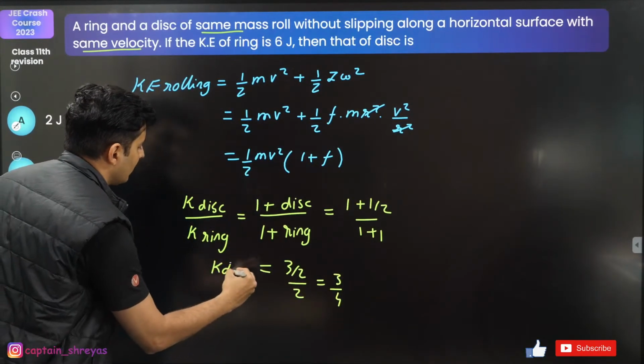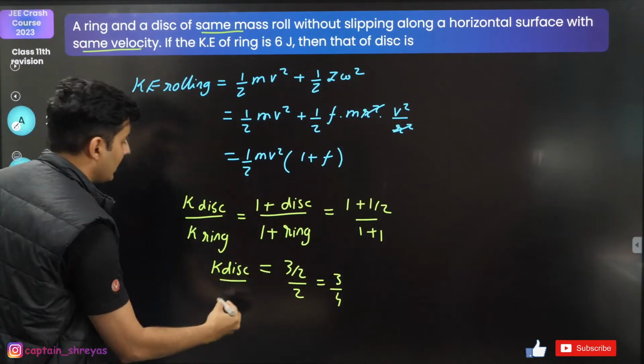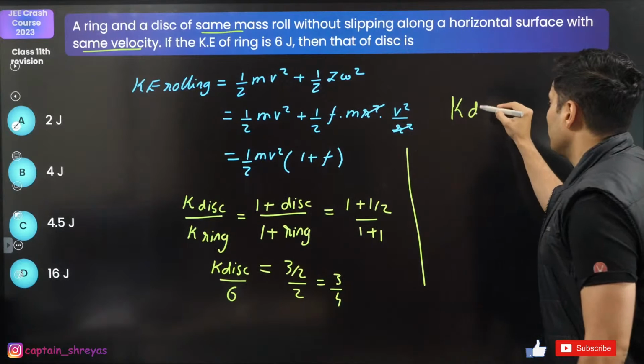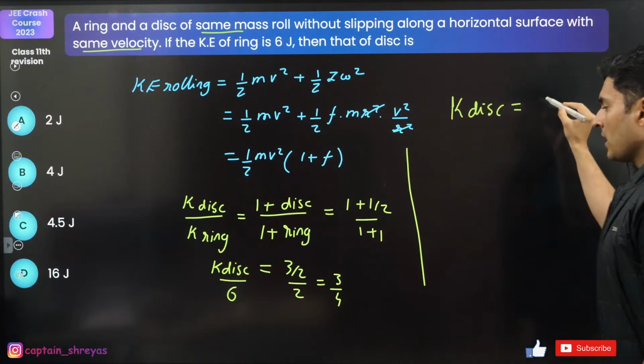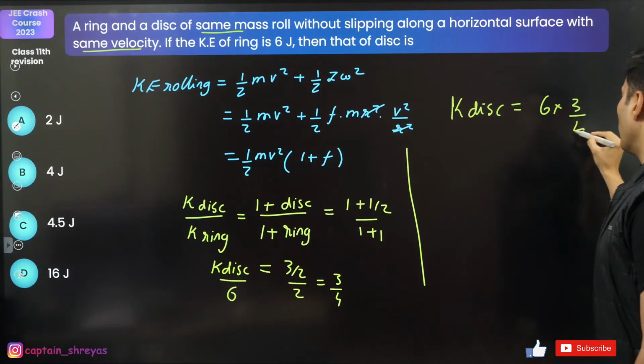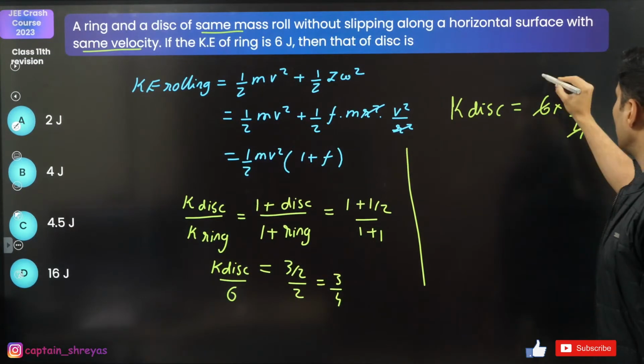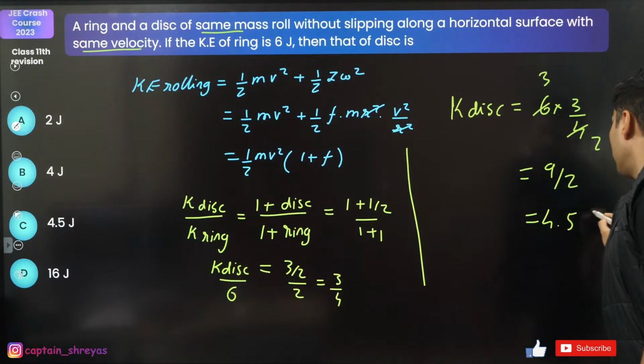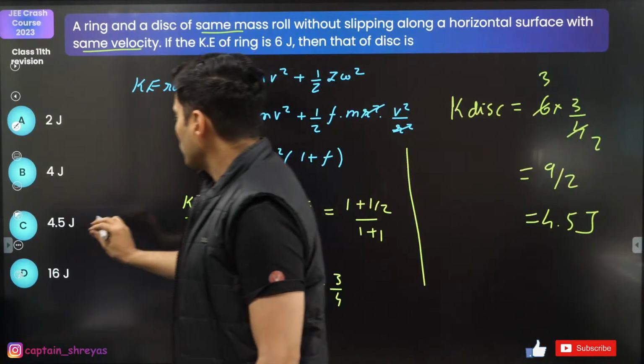Kinetic energy of the disc not known. Kinetic energy of the ring known, 6. So kinetic energy of the disc will be 6 into 3 by 4. This goes with this. This will be 2. This will be 3. 9 by 2, which is basically 4.5 joules. 4.5 joules is option C.